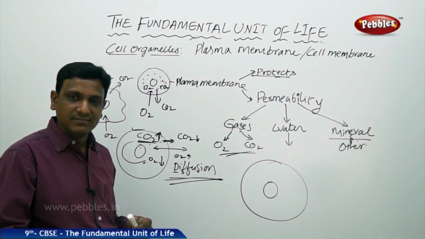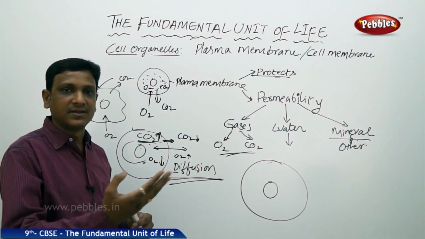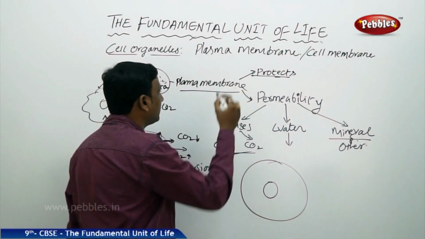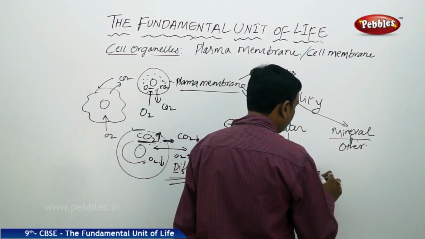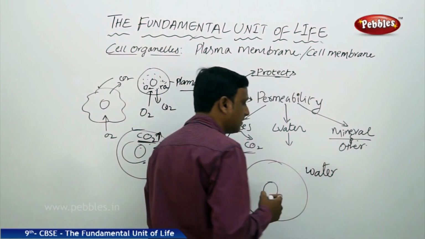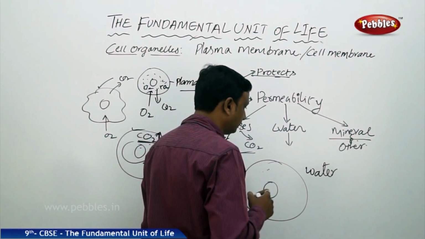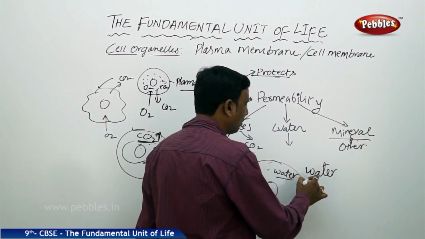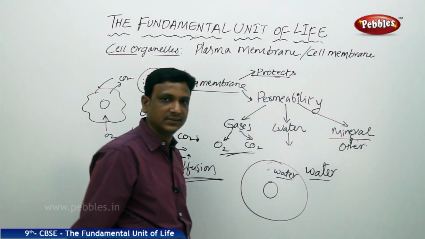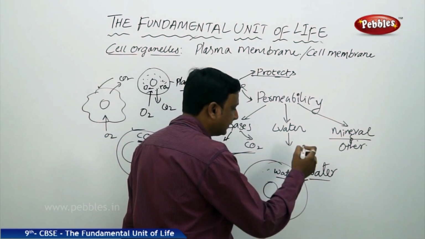So cells lose water, and they gain water. But how does the water travel through the plasma membrane? Water also follows the same principle based on concentration. Inside the cell, there is water. Outside the cell, there is also water. But how does the movement of water molecules take place into the cell?